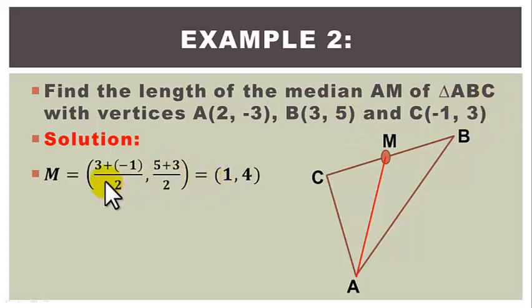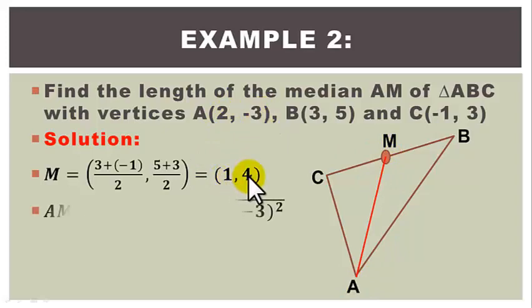So that will give us 3 plus minus 1 is 2 over 2, that is 1. 5 plus 3 is 8, 8 over 2 is 4. So the coordinates of this point are (1, 4). So we are now to find the distance from A to M, that's from the point (2, -3) to the point (1, 4).